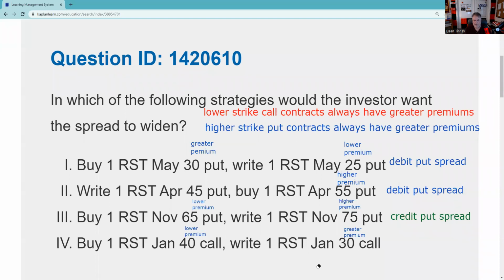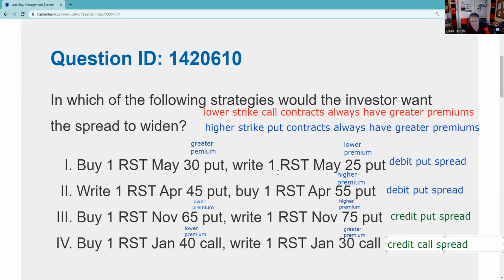Okay, let's do the reveal on our last one. It looks like here we're writing the 30 call. The 30 call has a greater premium. So we're going to bring in more for the 30 than we paid out for the 40. This is a very smart person here. This is called a credit call spread, and this is way smarter than doing a naked call, for example.